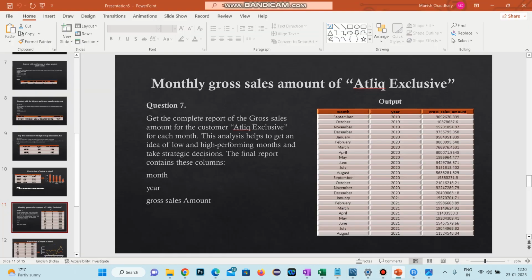So let's see this in our presentation. We can see that September 2019 has the highest gross sales amount, and in August 2021, I mean not highest, it has this much, and in August it has this much.